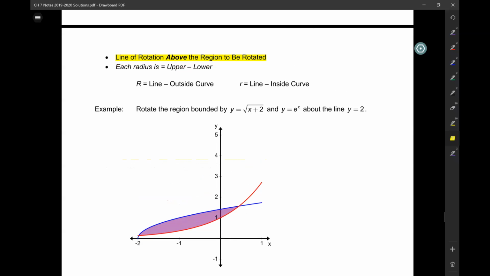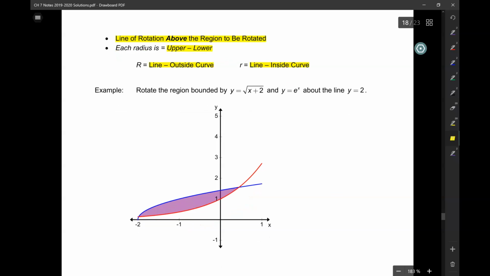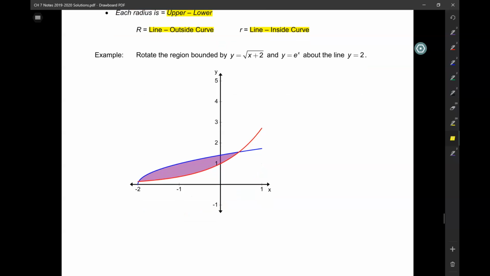Yeah, okay. So remember, each radius has to be upper minus lower. So if the line that you're rotating about is above your graphs, then it has to be upper minus lower, meaning big R is the line minus the outside curve. Little r is the line minus the inside curve. What do I mean by that? Here are the same exact equations that we've come to know and love from before. Now we're going to rotate around the line y equals 2. Y equals 2 is here.